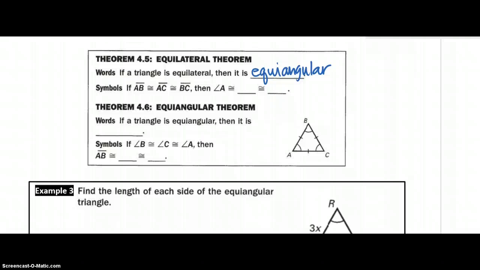Okay. So, for equiangular, we would have angle A is congruent to angle B is congruent to angle C. And guess what? The converse of that works as well. So if they're equiangular, it's also equilateral. So AB would be equal to BC and also equal to AC.